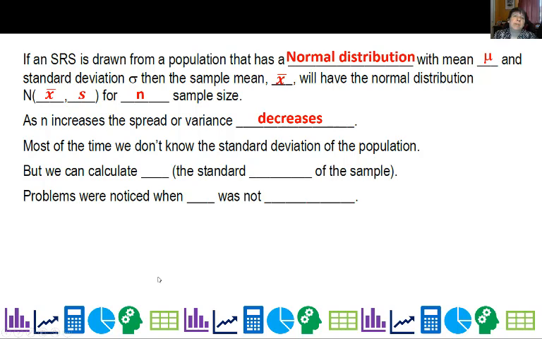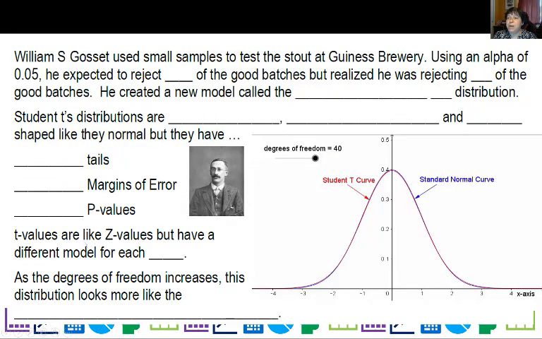Now, most of the time we don't know the standard deviation of the population, but we can calculate s, which is known as the standard error of the sample. Now, problems were noticed when n was not large. So what does this go back to? Believe it or not, in a brewery.